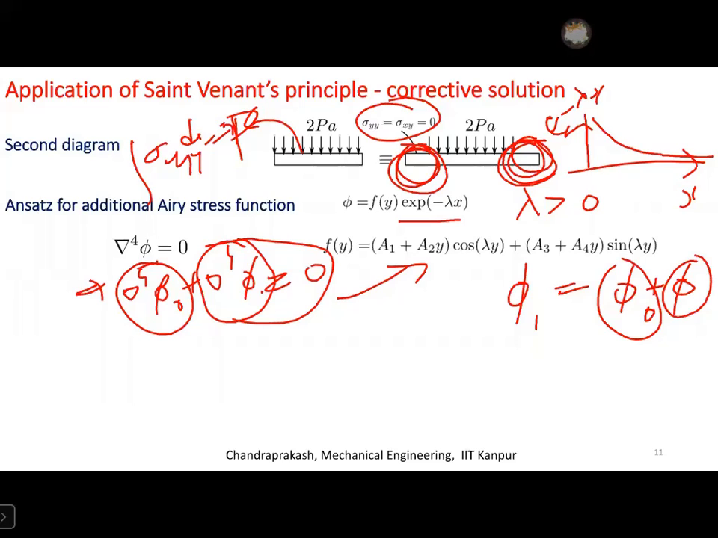Okay, so now let's use the boundary conditions. The boundary conditions at x equals plus or minus a are the same as before, and at y equals plus b, where the loading is, you have sigma yy and sigma xx as 0, and at y equals minus b, you anyway have sigma xy as 0. So the boundary conditions are not something new to you now.